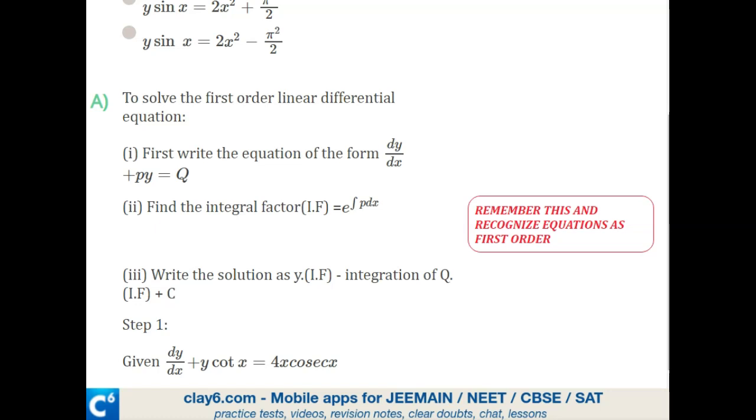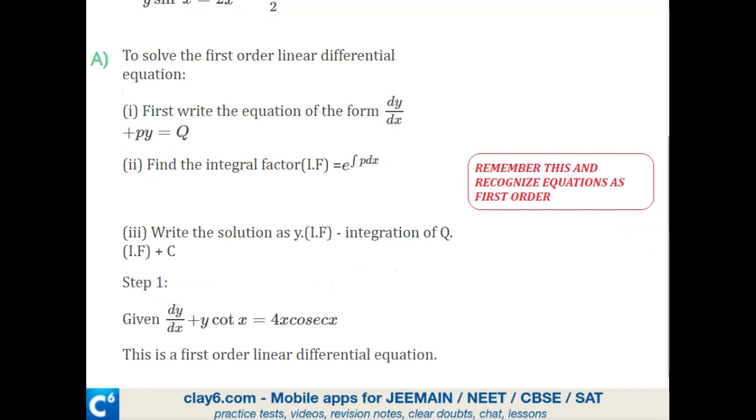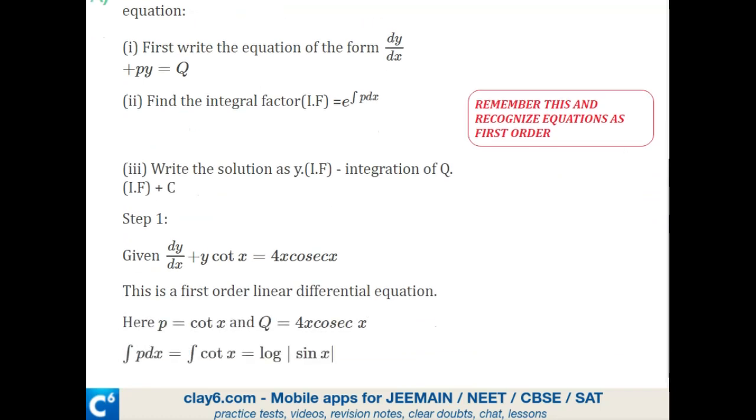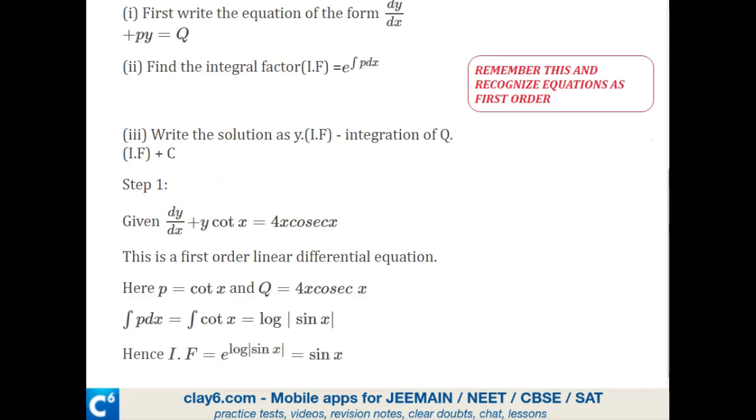So we'll just quickly run through the solution. We see that it is of that form. P is cot x and q is 4x cosecant x. So we are going to first figure out the integral factor, which is integral p dx, that is the integral of cot x, and you should know this integral. If not, you can do it by brute force by putting t as sin x and then finding out everything, but you'll end up with log of mod sin x. It'll be nice to know this by heart.